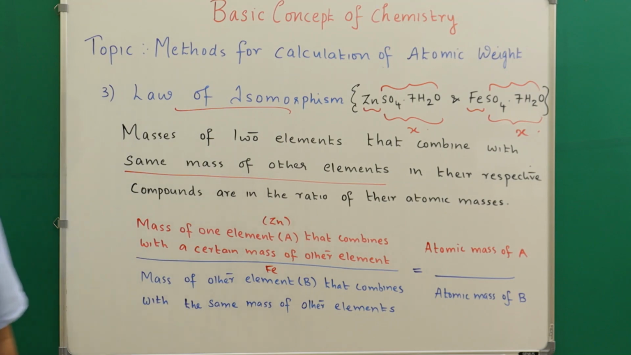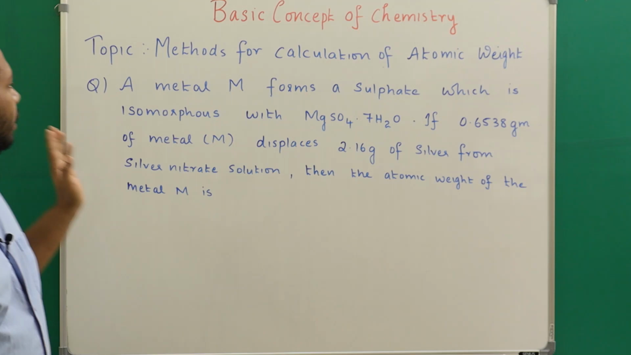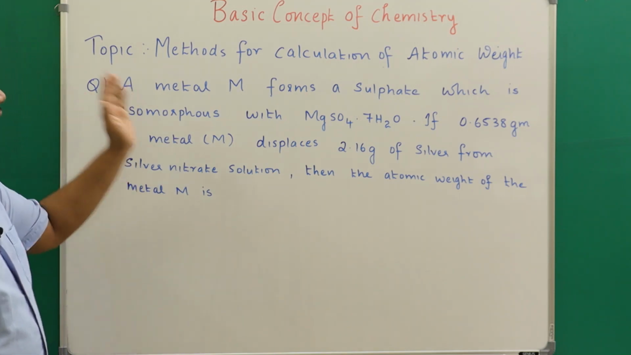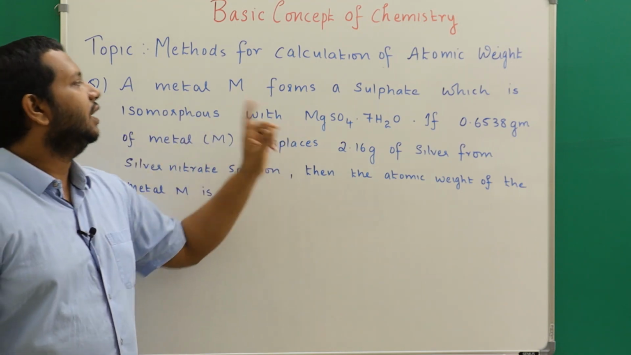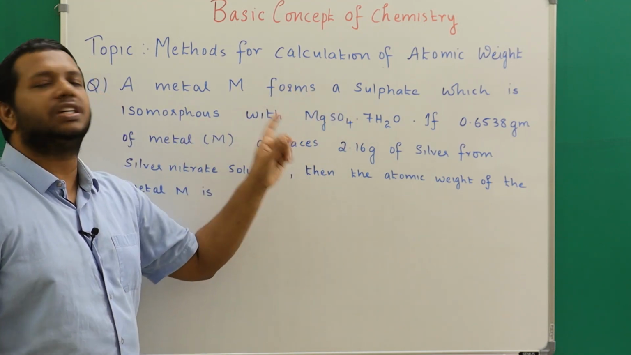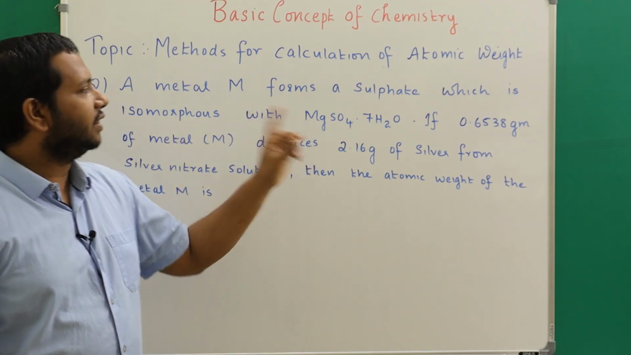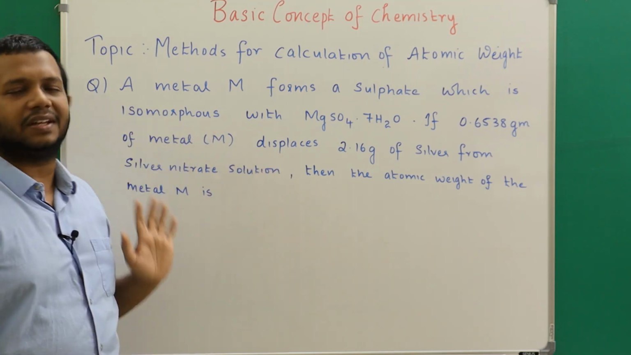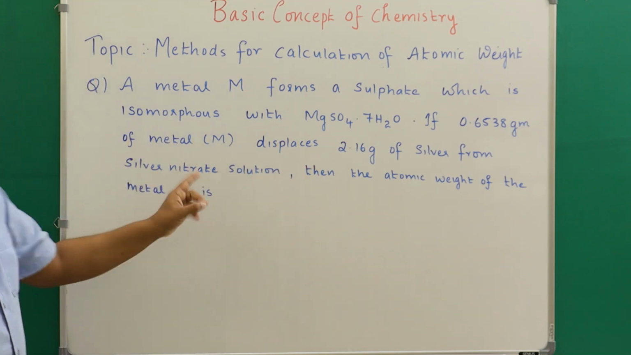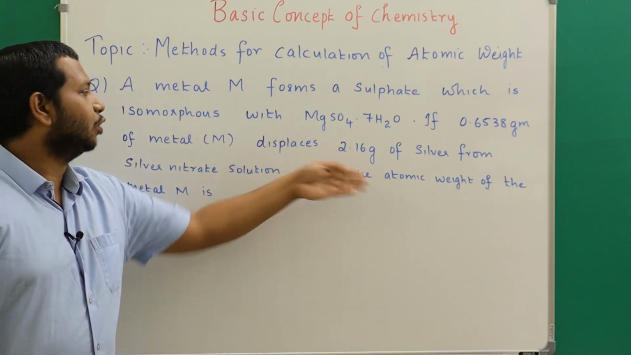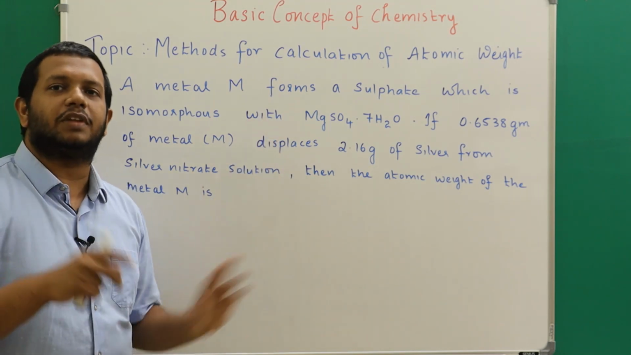Hi students, let's see an application of the law of isomorphism. Just read the question here. A metal M forms a sulfate which is isomorphous with magnesium sulfate 7H2O, MgSO4·7H2O. If 0.6538 gram of the metal displaces 2.16 gram of silver from silver nitrate solution, then the atomic weight of the metal is. So here we need to apply two concepts, then only you will get the answer.